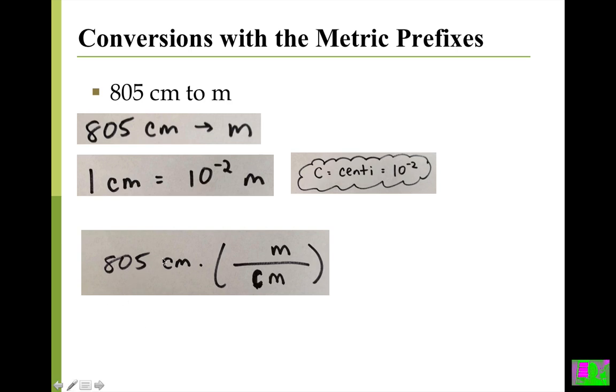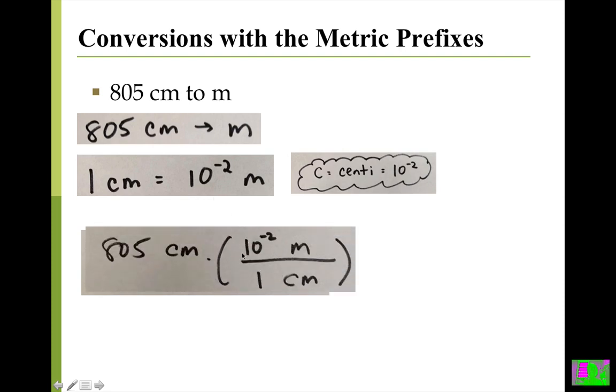So I'm going to take my starting value, 805 centimeters, and I next start to draw in my conversion factor, but I always write in the units before I write in the numbers. The reason is to set it up in that proper way such that the centimeters cancel out. I want to have centimeters on the bottom. Then I look back at my conversion factor right here, and I fill in the numbers from that equality. That equality says that 1 centimeter is equal to 10 to the minus 2 meters.